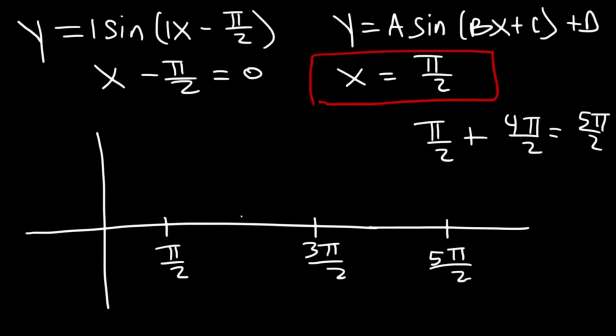And you want to break it into 5 key points. This is 1 pi over 2. In between 1 and 3 is 2. 2 pi over 2 is pi. In between 3 pi over 2 and 5 pi over 2, we have 4 pi over 2, which reduces to 2 pi.